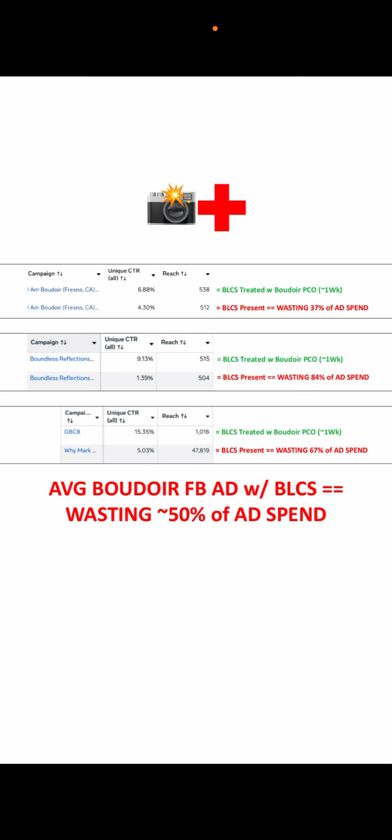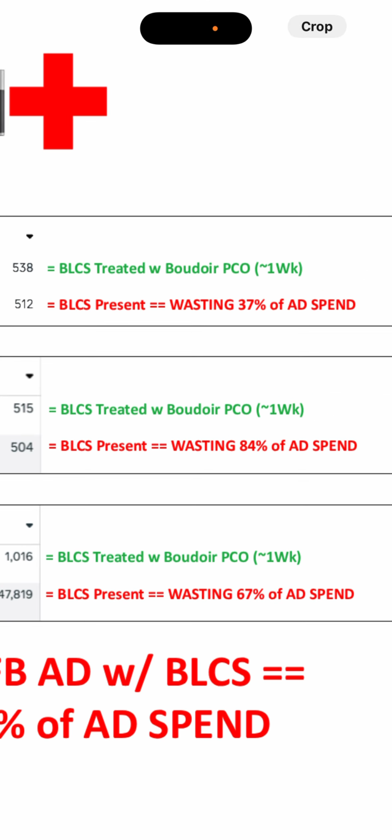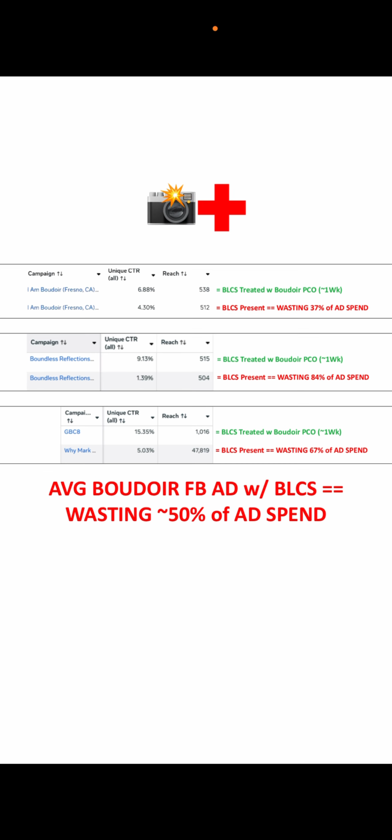So what I've seen from actually being in the hospital is the average Boudoir Facebook ad with BLCS is wasting about 50% of their ad spend. I mean, we can see the averages here: 37%, 84%, 67%. The average of that is like between 50 and 60%. So the average is wasting $5,000 a month, 60K in the first year.